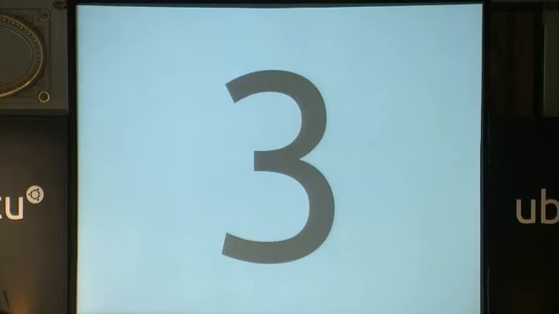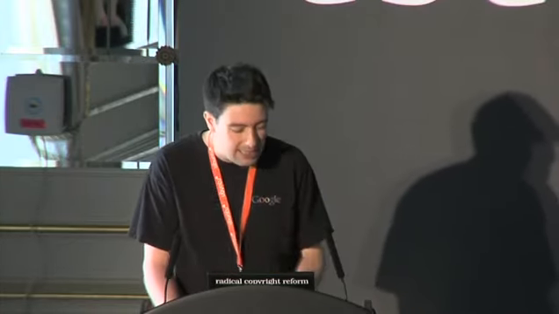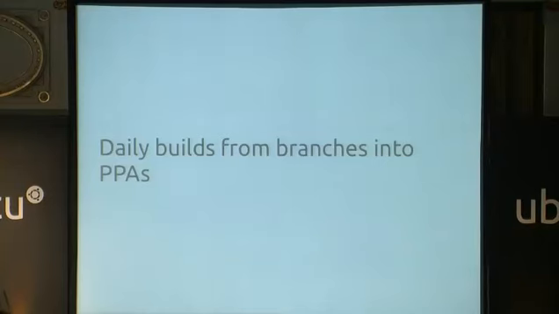I now want to tell you three other things that the Launchpad team has been doing that has got nothing to do with email at all, but I think are pretty cool. First off, there are now daily builds from branches into PPAs. Martin Pool did a talk about this recently. It makes it really, really easy to have a branch in whatever VCS you want and then get it built into a PPA every day if the branch changes.